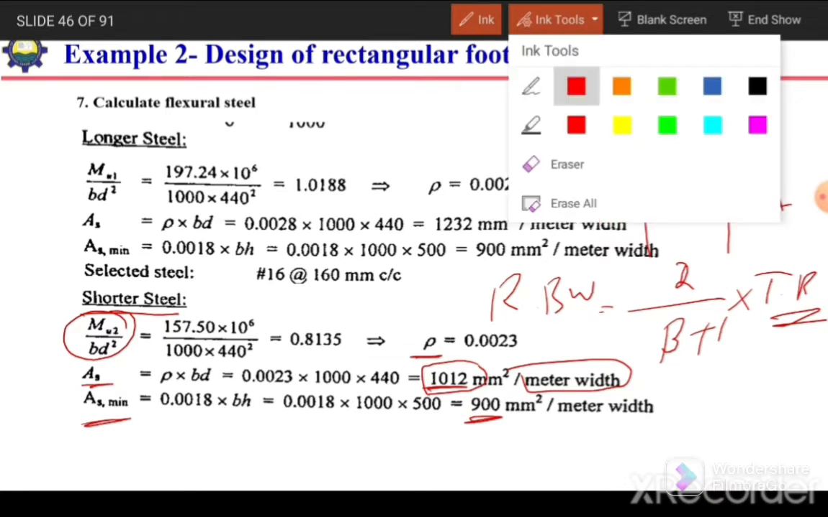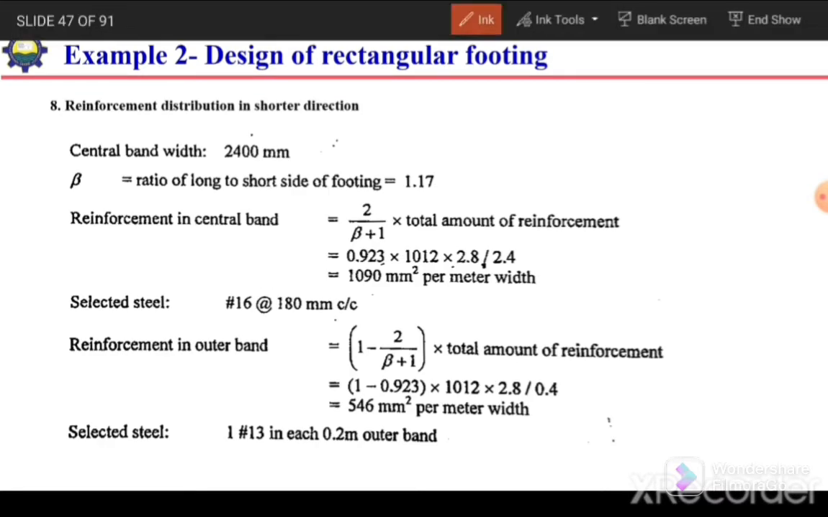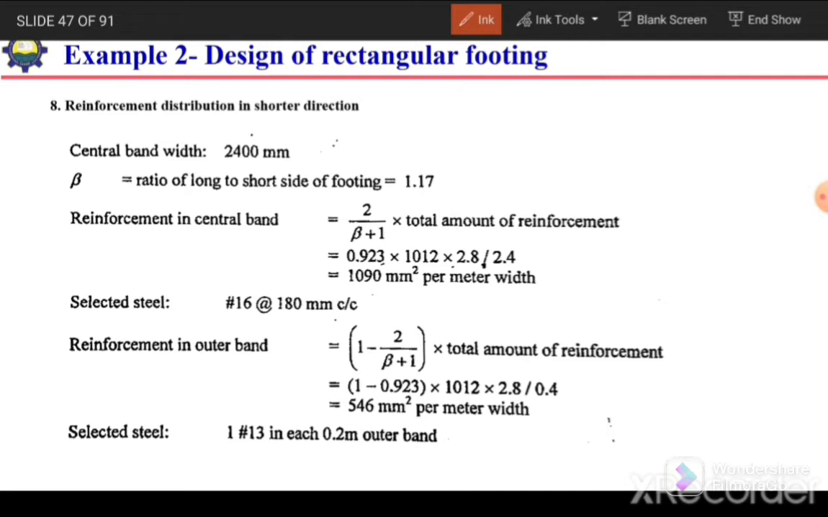So we need to find out the value of the reinforcement that needs to be provided in the central band. For the reinforcement distribution in the shorter direction, the central band width will be equal to B, which is 2.4 meter or 2400 millimeter, and beta is the ratio of longer to shorter side of the footing, that is 2.8 divided by 2.4, so it is 1.17. The reinforcement in the central band should be equal to 2 over beta plus 1 into total amount of reinforcement.